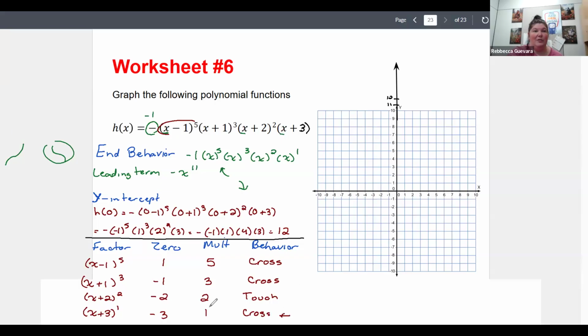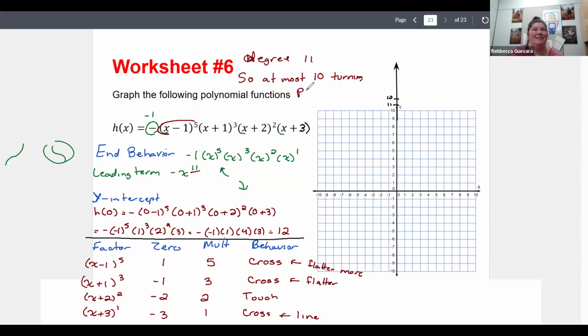So the crosses, remember, this is a multiplicity 1, so this is going to be more like a straight line. This is going to flatten because that multiplicity is 3. And at multiplicity 5, we should flatten more. And once again, we have a degree of 11. So at most 10 turning points. We're not going to have that many.